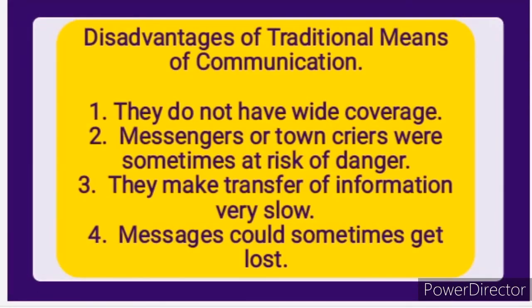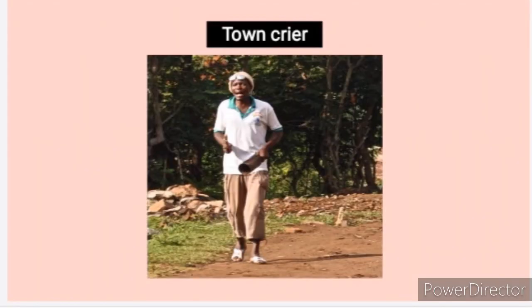Number two is that the messenger or town criers were sometimes at risk of danger. If the messenger or the town crier has to pass a piece of information that is not pleasant, the person could get killed for bearing such information. The person is at risk of being killed by the people he's delivering the message to if the message is not pleasant.